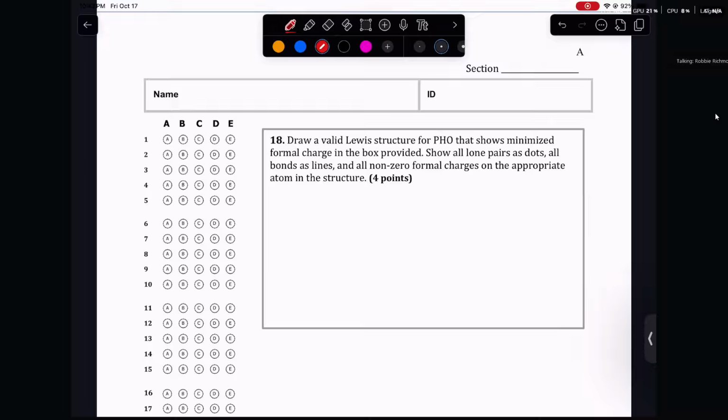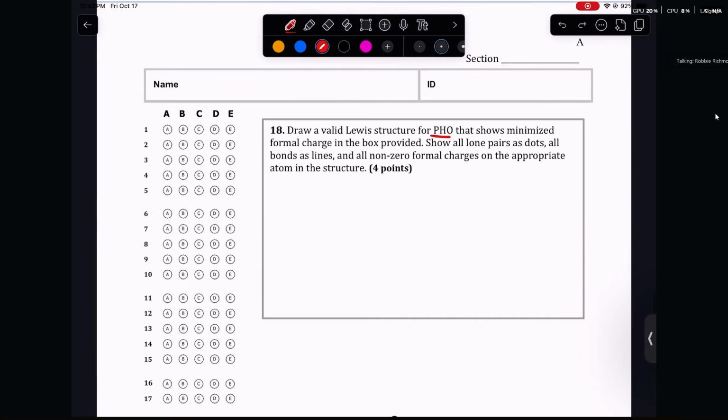All right, let's get into this. Question 18 is PHO. Show minimized formal charges in the box provided, showing lone pairs as dots, bonds as lines, and all non-zero formal charges on the appropriate atom in the structure.